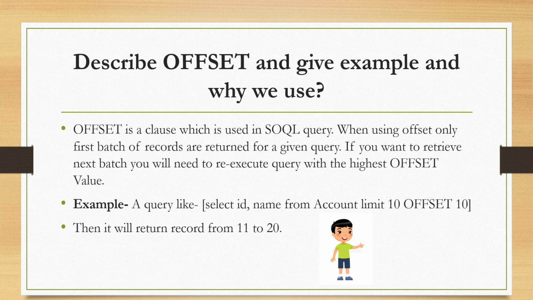Here, for example, he wants to get the account data, so he writes a query: select id, name from account limit 10 offset 10. Then it will return the records from 11 to 20, not 1 to 10, because he is using offset 10.